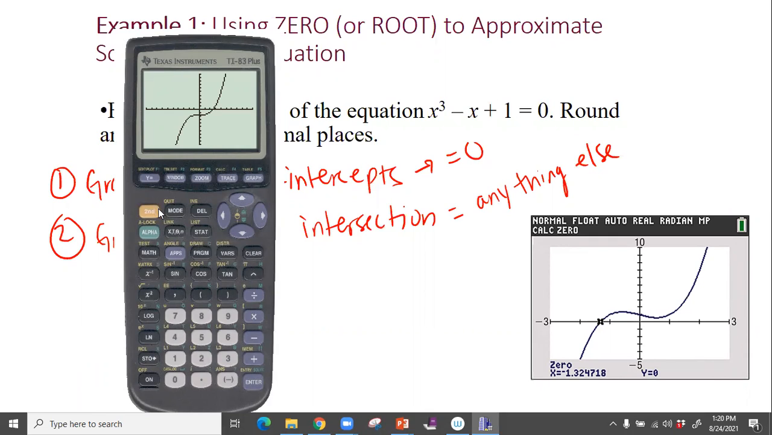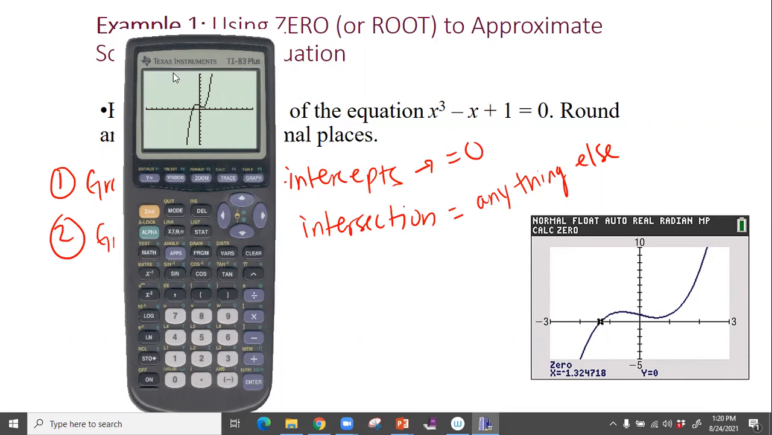When you're clearing your calculator, if you don't want to go in and delete, you press second plus 712, and it just automatically resets it. So I'm going to go to y equals. I'm going to put in x to the third minus x plus 1. Then I'm going to go to the graph.